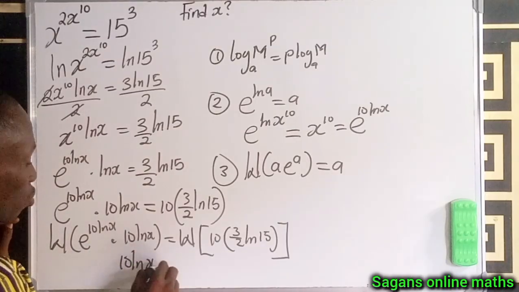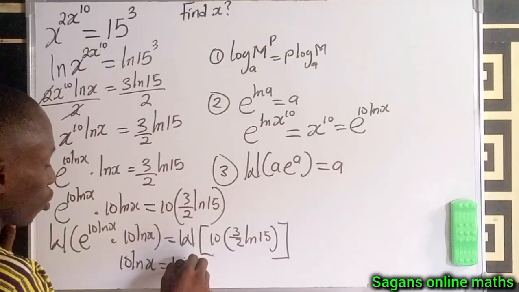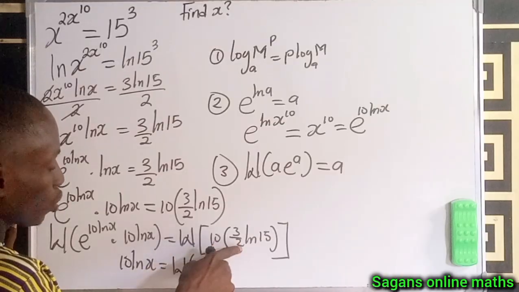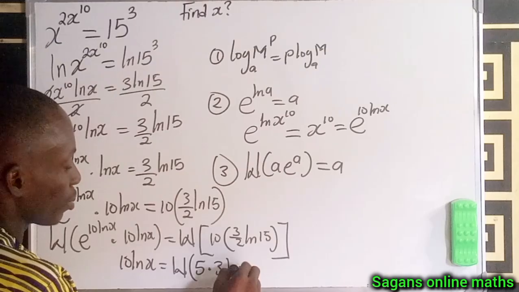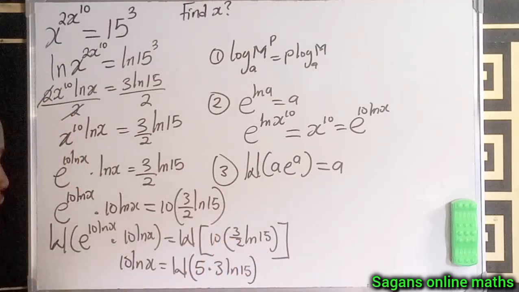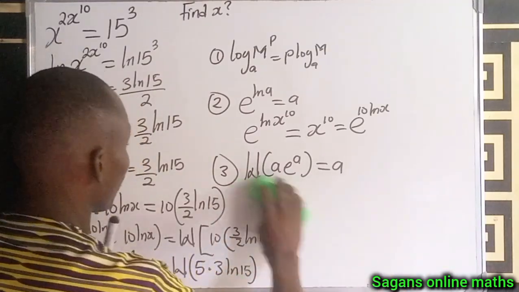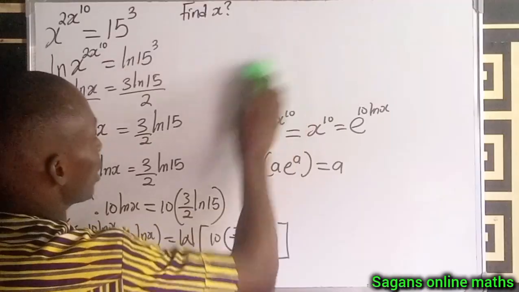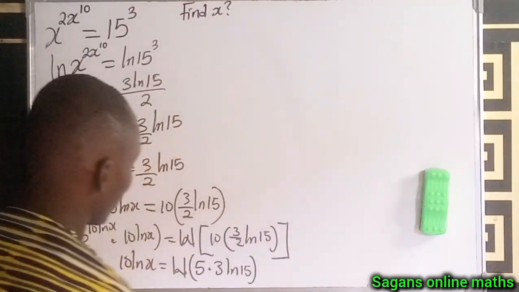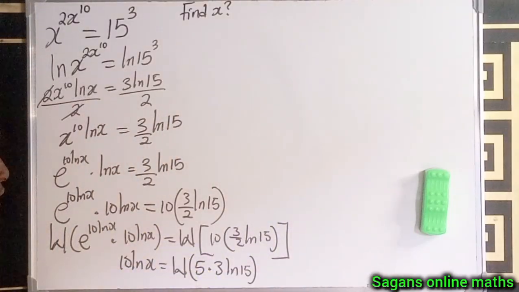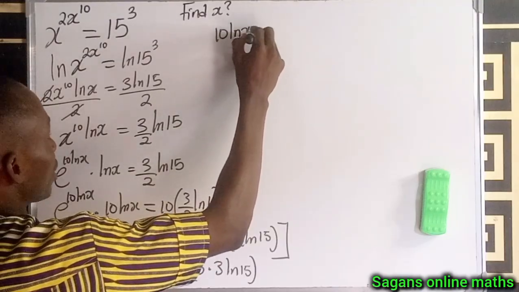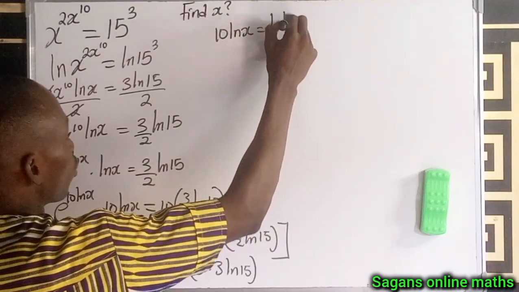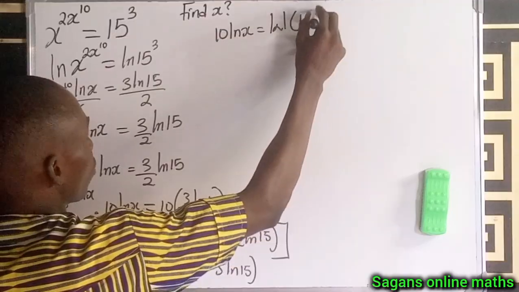Wow, all this will just give us 10 ln x equals the Lambert W function of, 10 divided by 2 is 5, so this is 5 multiplied by 3 ln 15, then bracket close. Remember, our target is to find the value of x, right? Now let's see what we are going to have here. Now 5 times 3 is 15, so this is 10 ln x is equal to the Lambert W function of 15 ln 15.